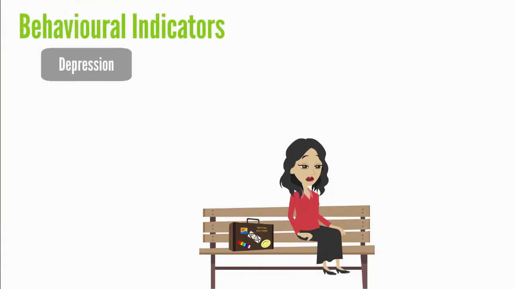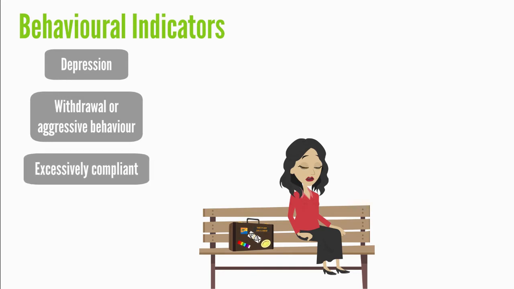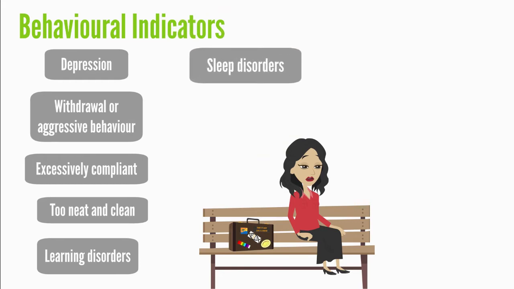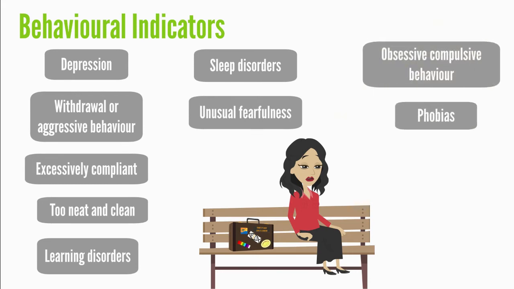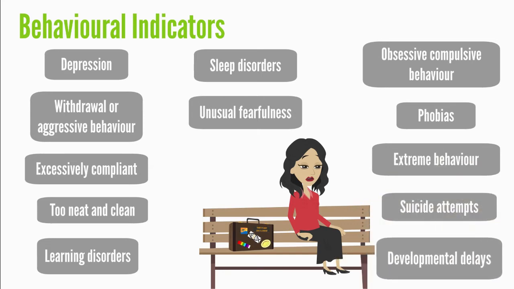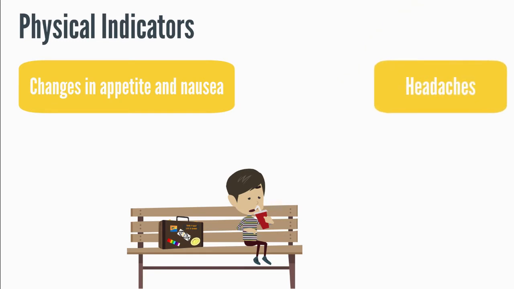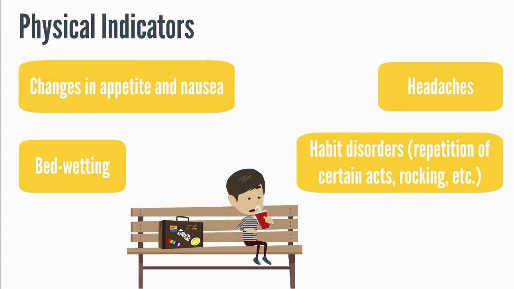Behavioural indicators can be depression, withdrawal or aggressive behaviour, excessively compliant, too neat and clean, learning disorders, sleep disorders, unusual fearfulness, obsessive-compulsive behaviour, phobias, extreme behaviour, suicide attempts, developmental delays. Physical indicators can be changes in appetite and nausea, headaches, bedwetting, habit disorders, repetition of certain acts, rocking, etc.